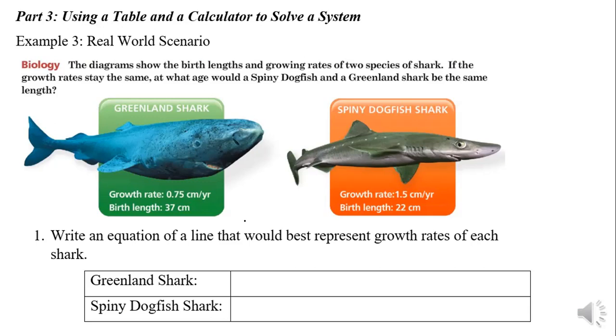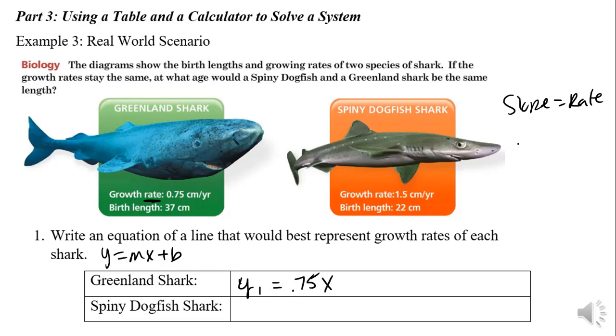So the first thing we want to do is establish our equation. For the Greenland shark, we're going to let this be our y1. In order to write this, we need to write it in slope-intercept form. So our goal is to write it as y equals mx plus b. Looking at the Greenland, what would be the slope of this shark? It would be 0.75. Remember that slope is the same thing as your rate. When we think of slope, we should automatically think rate. Change in what over change in what? So we know that its slope is 0.75.